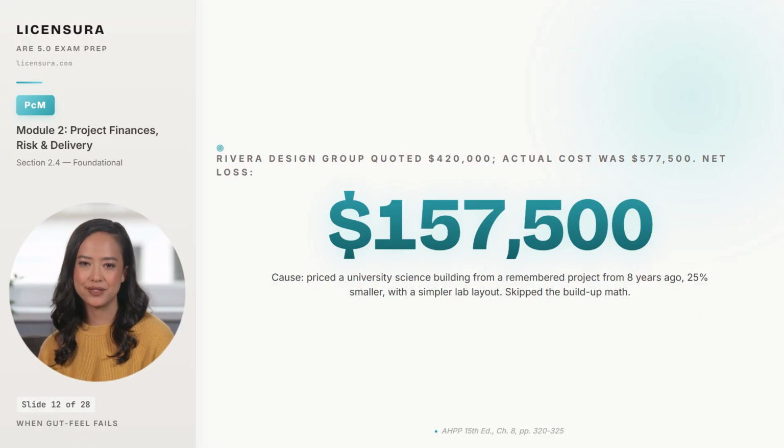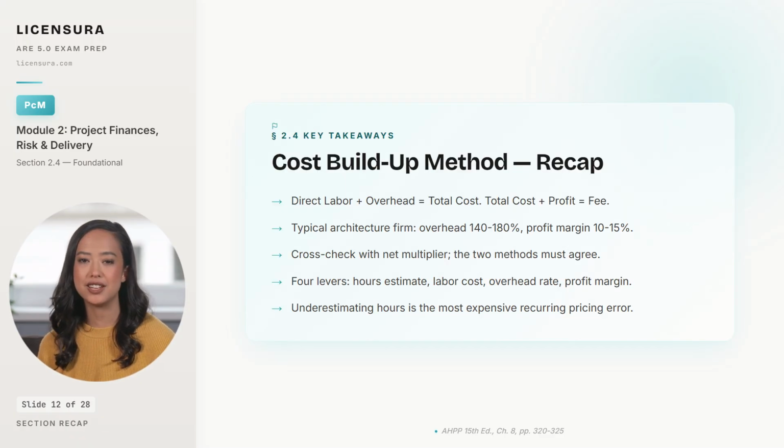Recap. Then the next discussion moves from how to price the work to how to keep the firm liquid while it gets paid. 5 takeaways on cost buildup. The formula is direct labor plus overhead equals total cost. Then total cost plus profit equals fee. 3 layers stacked on a labor hour estimate. The typical architecture firm runs overhead between 140 and 180% of direct labor, with a profit margin of 10 to 15% on total cost. The cross-check is the net multiplier.